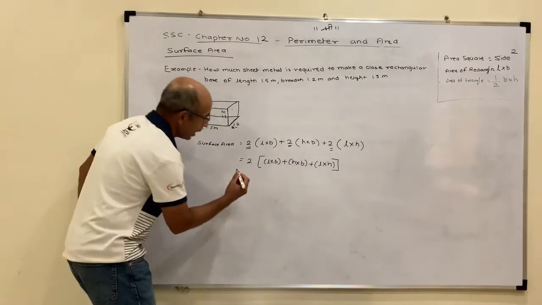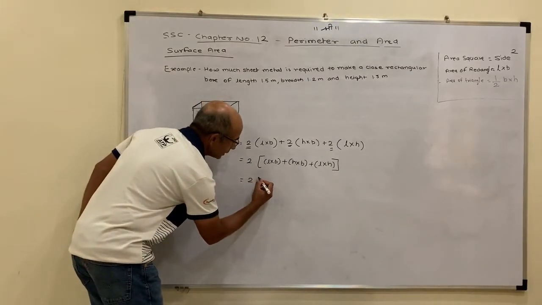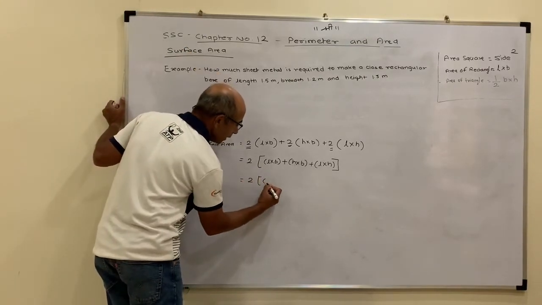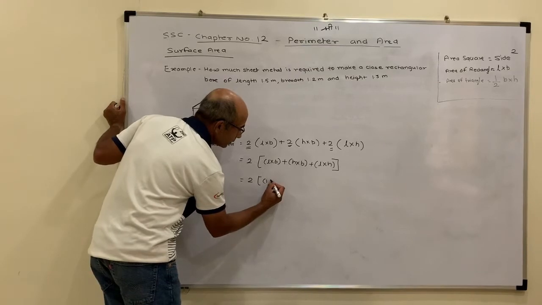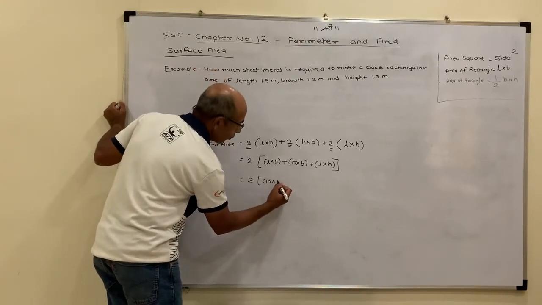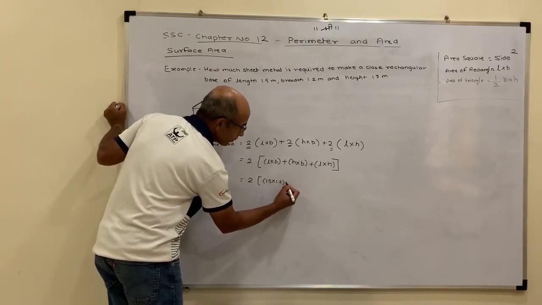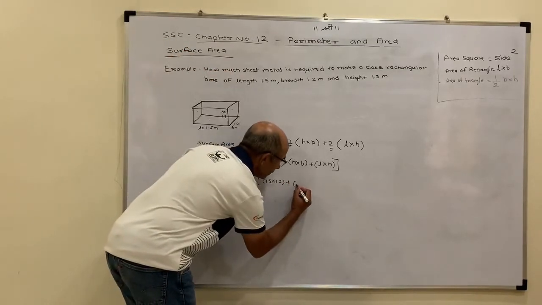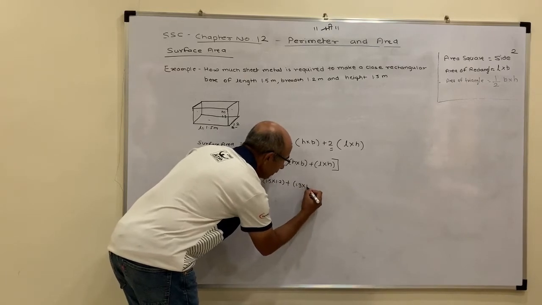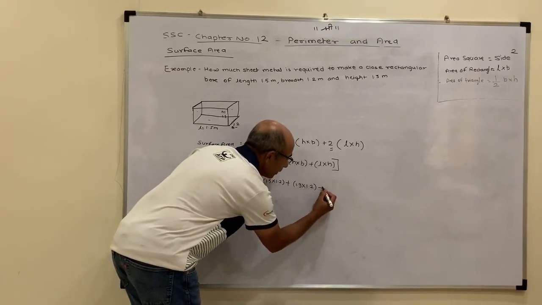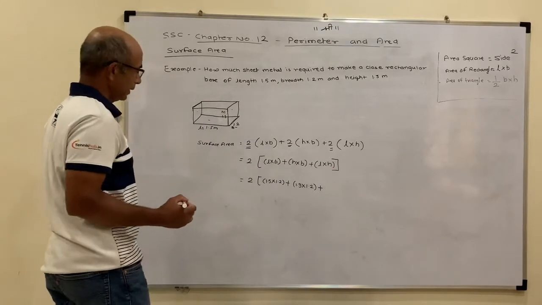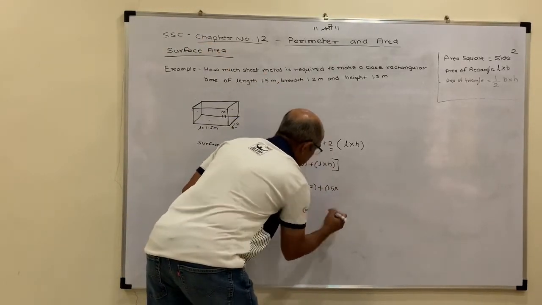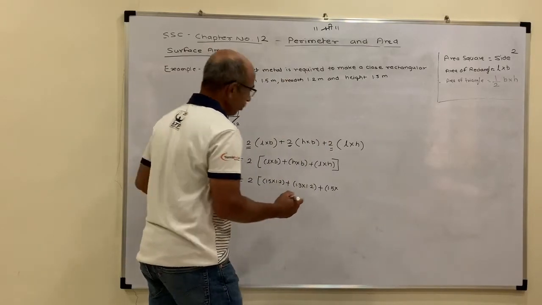So now, 2 inside the bracket, length into breadth. How much is my length? Length is 1.5 meters into breadth is 1.2 meters, plus how much is the height? Height is 1.3 meters. My breadth is 1.2 meters, plus my length is again 1.5 meters into height is 1.3 meters.